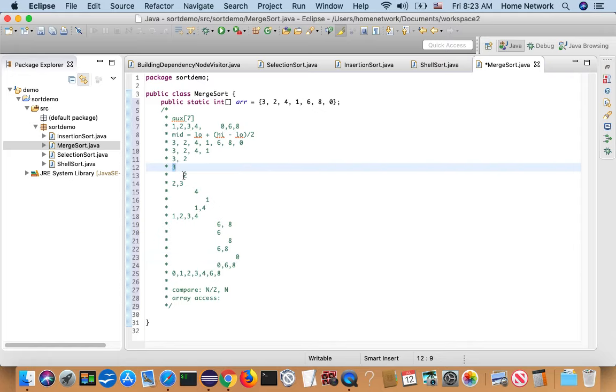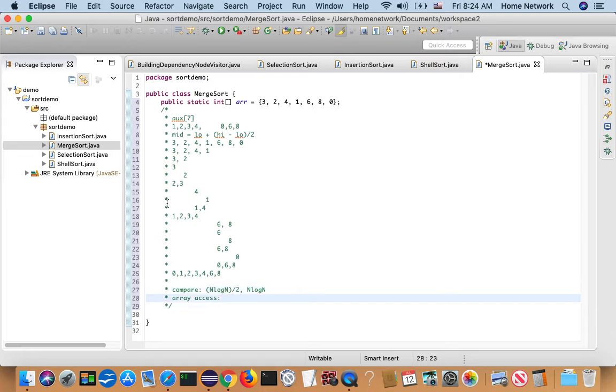For merging these, we do the same amount of comparisons. So for each level of merge, we do from n/2 to n comparisons. So how many levels do we have? We have logN levels. So that's our answer. The total comparison is from n logn/2 to n logn.